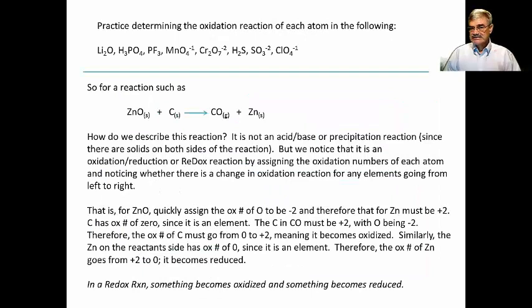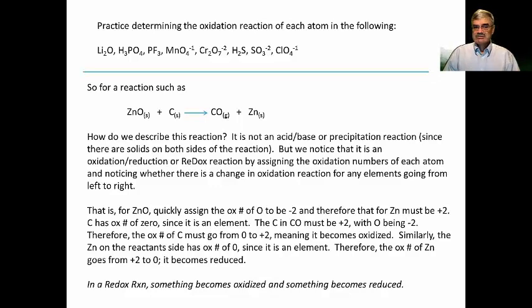Okay, now, as practice, this is my suggestion. Take lithium oxide, phosphoric acid, phosphorus trifluoride, permanganate, dichromate, hydrogen sulfide, sulfite, perchlorate. These are just good ones to work with, and determine the oxidation number on each atom in the species. And if you want to compare one or two with the formal charge, that might be useful for you as review.